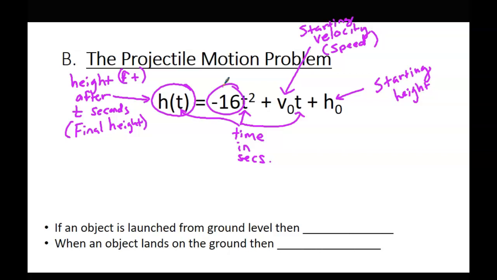All right. If an object is launched from the ground level, then we know the starting height is 0. So let's write that. The reason we're writing this is because you guys are going to be seeing some word problems today where they tell you this thing's launched from the ground, and I want you to know that means I need to put a 0 there for the h0. When an object lands on the ground, then your final height is 0. So when it starts on the ground, your starting height is 0. But when it lands on the ground at the very end, your final height is 0. Okay? So there you go. So we'll keep that stuff in mind as we go.